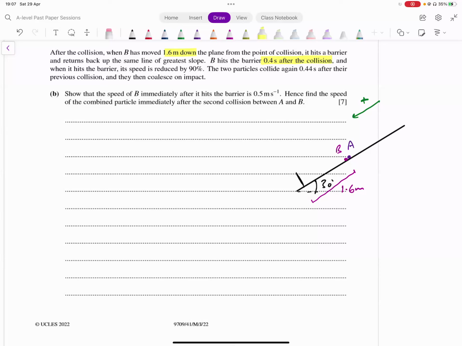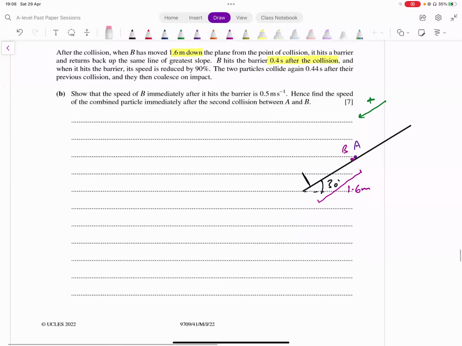Okay. अब देखें यहाँ पे जाके बैरियर को हिट करता है, इसकी स्पीड जो भी होती है जब बैरियर को हिट करता है उसके बाद 90% रिड्यूस हो जाती है और वो वापस ऊपर की तरफ ज़ाहिर है वापस आता है. जब हिट करेगा यहाँ पे तो उसके बाद रीबाउंड करेगा, राइट? लेकिन उसकी स्पीड कम हो जाती है. उस कोलिजन का जो इम्पैक्ट है उसकी वजह से स्पीड इसकी थोड़ी सी कम हो जाती है. उसके बाद the particles collide again 0.44 seconds after their previous collision and then they coalesce in impact. हमें क्या करना है? We need to show first of all that the speed of B immediately after it hits the barrier is 0.5 meters per second.